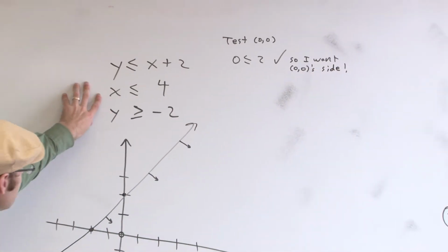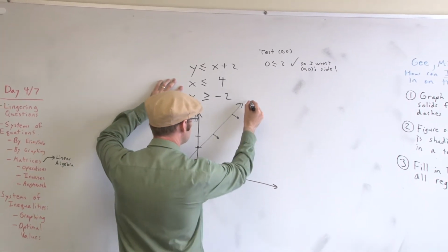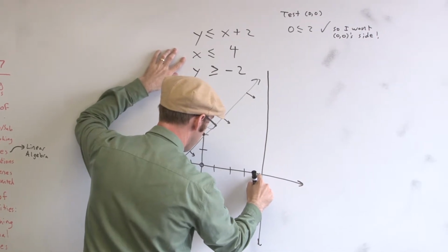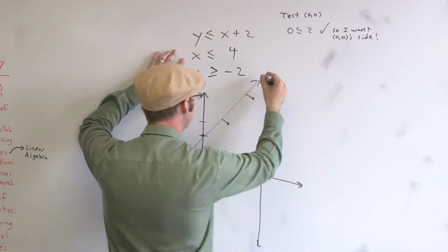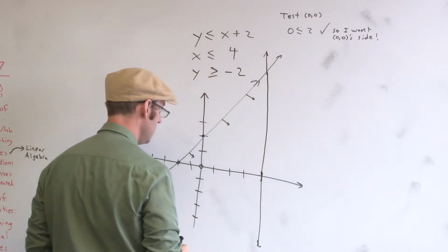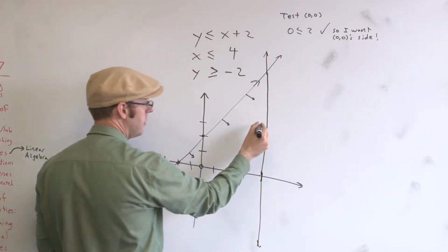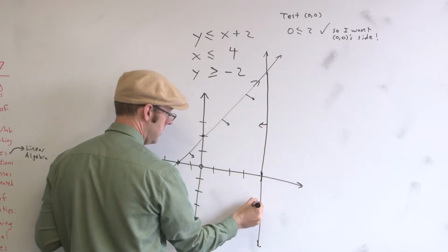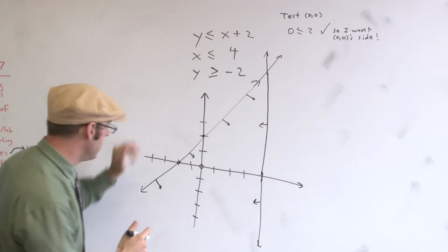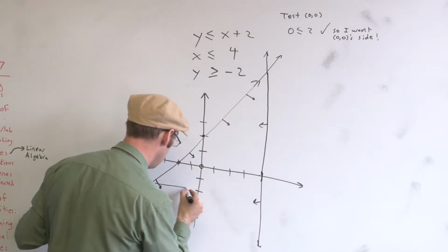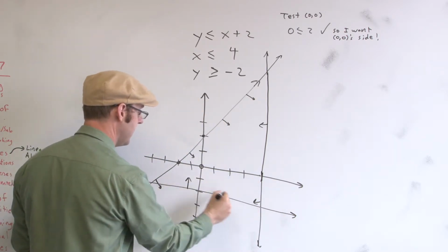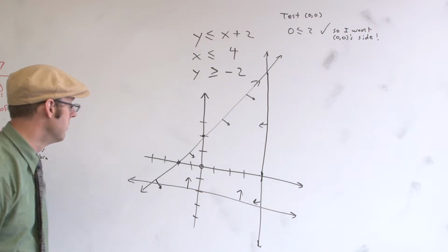Okay, x is less than or equal to 4. So here's the line x equals 4, roughly. I want to be less than or equal to 4, so I want that side. And y is greater than or equal to negative 2. Here's negative 2. And I want to be greater than that, so I want to be above.